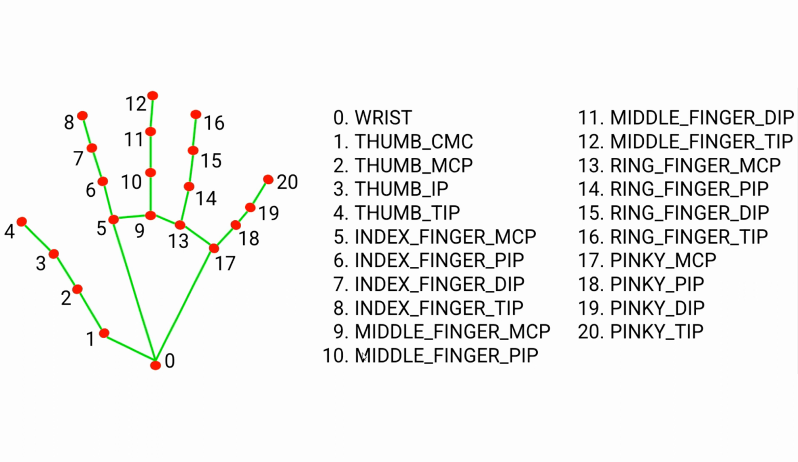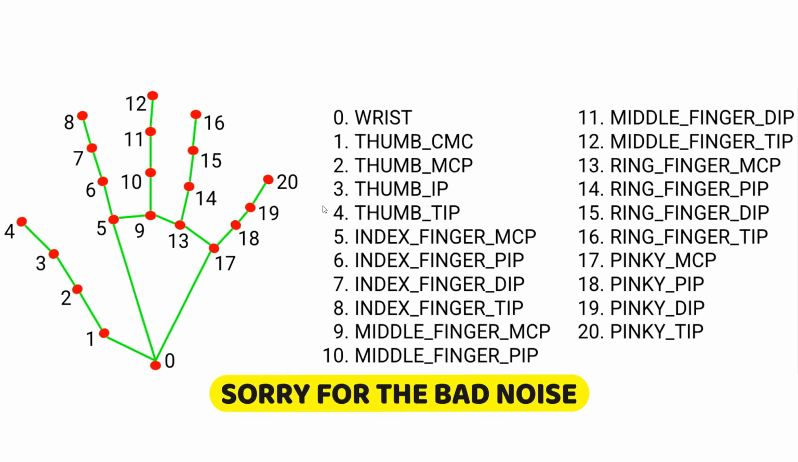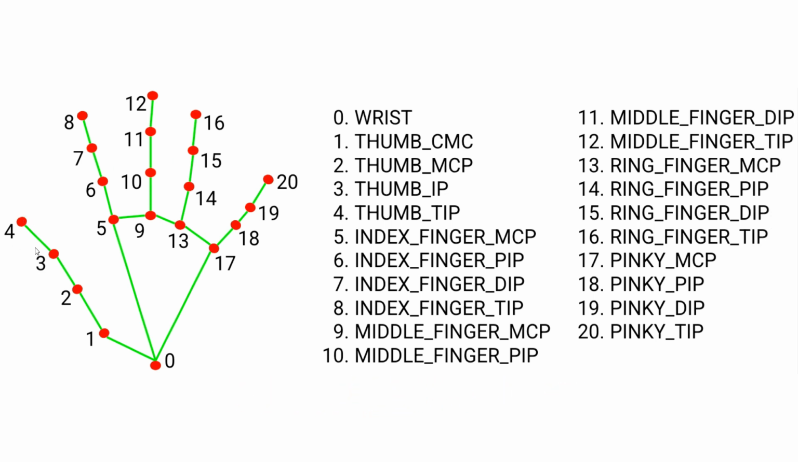All the circles are respectively for the thumb CMC, thumb MCP, thumb IP, thumb tip. That means number 4 is the tip of the thumb. As you can see here, this is the thumb and the tip of the thumb is 4. And if I go here, this is the middle finger tip, which is 12. And if I go to 16, you can see the ring finger tip. So this is the tip of the ring finger.